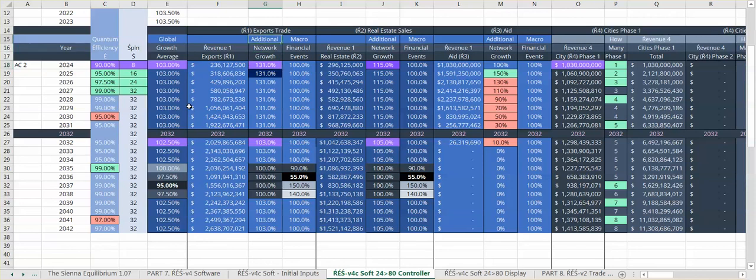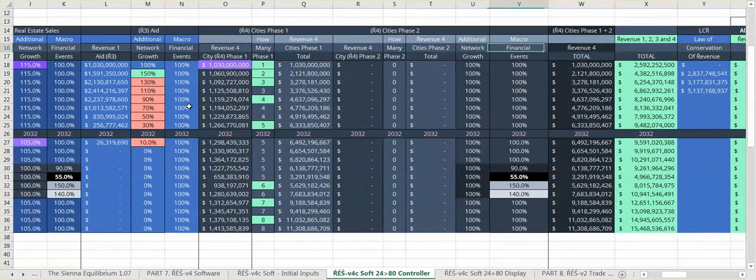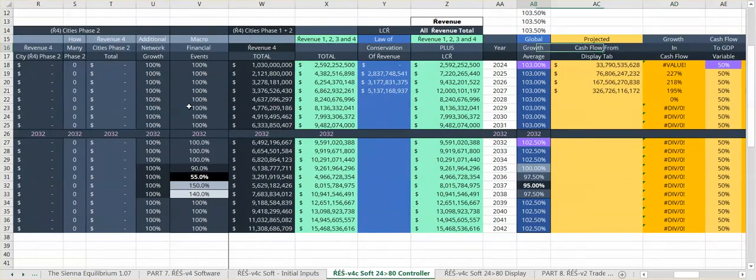But let's just say exports trade, real estate sales, aid, city phase one, city phase two, cities phase one and two, revenue 1, 2, 3, and 4, law of conservation of revenue, now called savings. That's from Hawking, by the way, thank you very much. My legendary teacher, who didn't even know it.